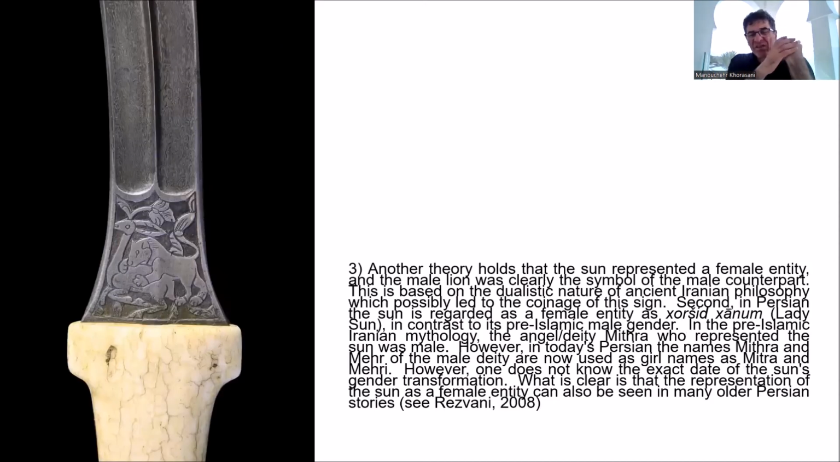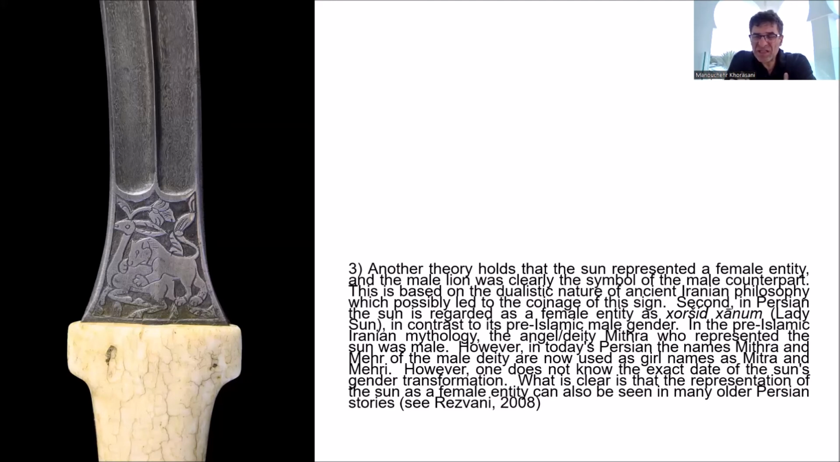And 3, another theory holds that the sun represented a female entity, and the male lion was clearly the symbol of the male counterpart. This is based on the dualistic nature of ancient Iranian philosophy, which possibly led to the coinage of the sun. Second, in Persian, the sun is regarded as a female entity, as Khurshid Khanum, lady sun, in contrast to its pre-Islamic male gender.